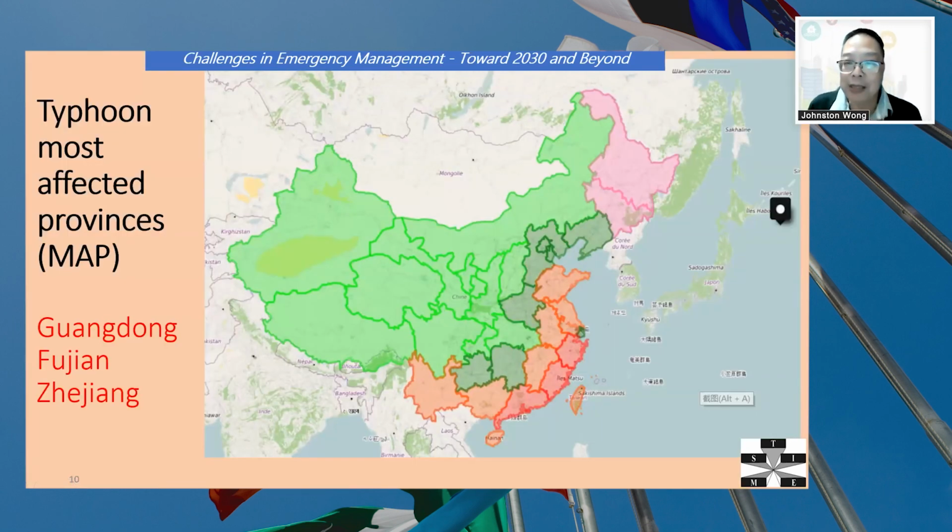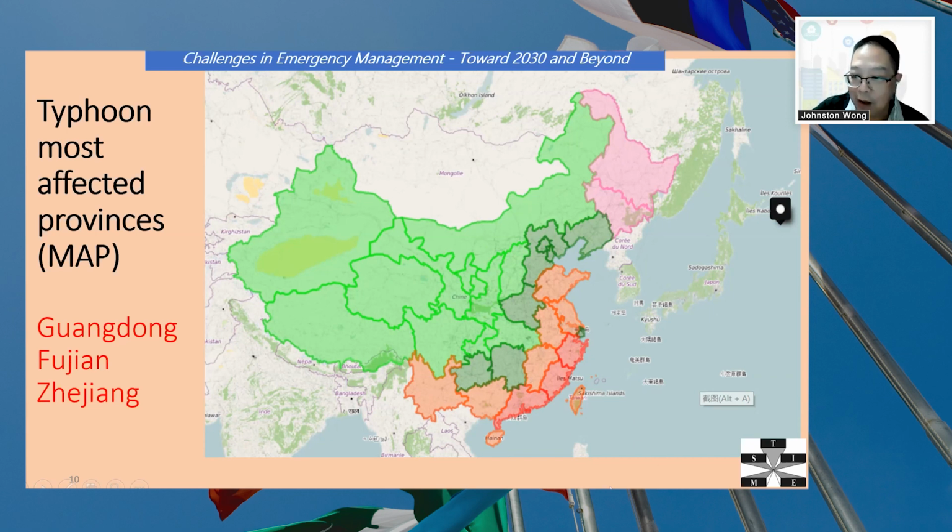By compiling GIS data, for example for typhoons, we can identify the most affected areas: Guangdong, Fujian, and Zhejiang. These are here in the southeastern provinces. I live in Guangdong, and I teach in Zhuhai, which is in Guangdong. Hong Kong and Macau are also in Guangdong. The next is Fujian, and then the next one is Zhejiang.